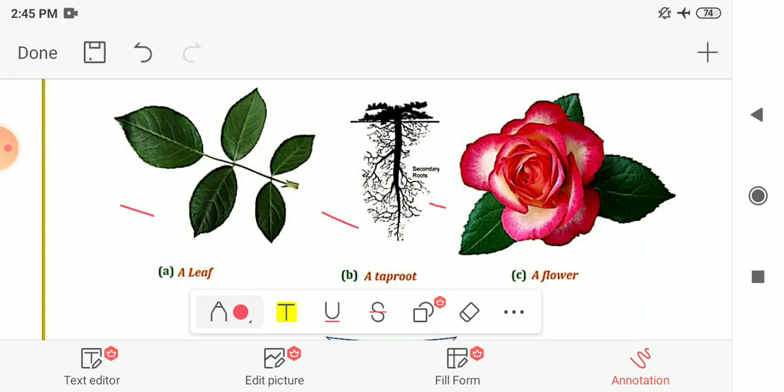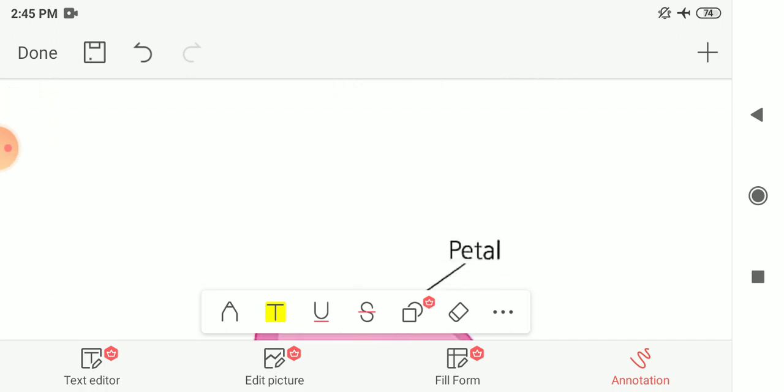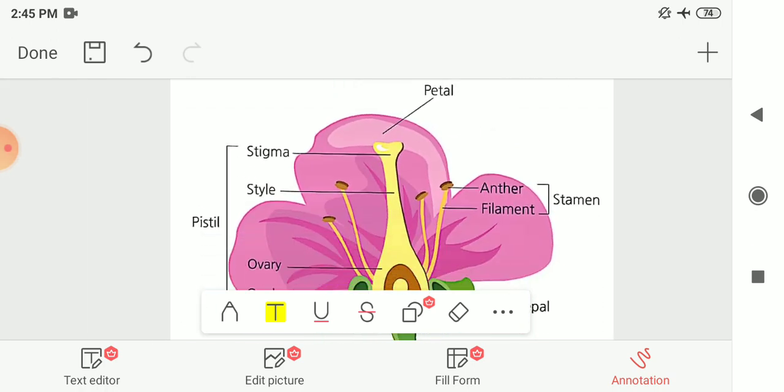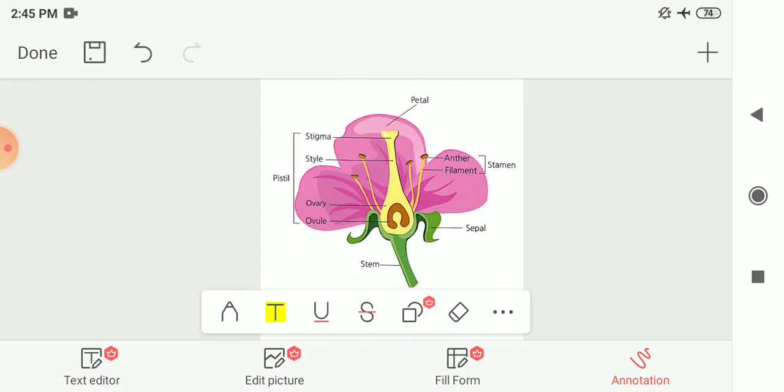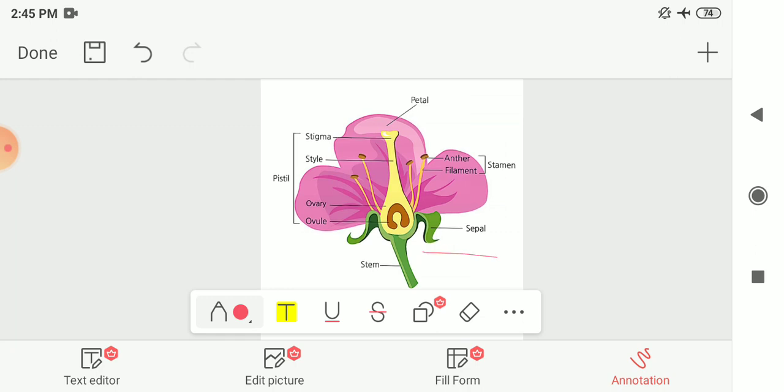And in the flower you do not have to draw this, you have to draw this one, a labelled diagram of the flower. This one you have to draw. Here all the parts of the flower are shown to you. This one is sepal. Then after, anther and filament are shown to you, which are parts of the stamen.